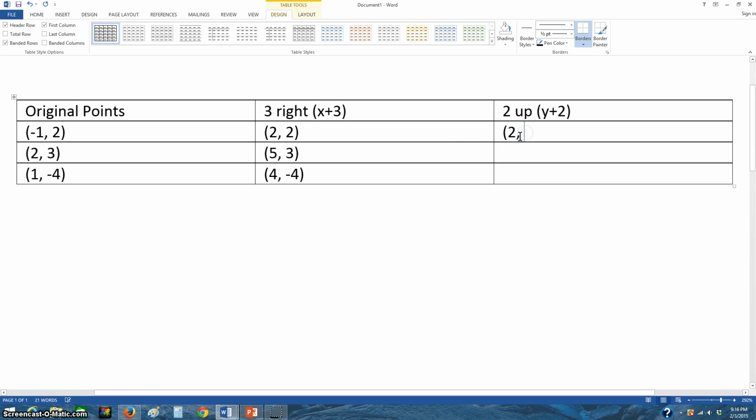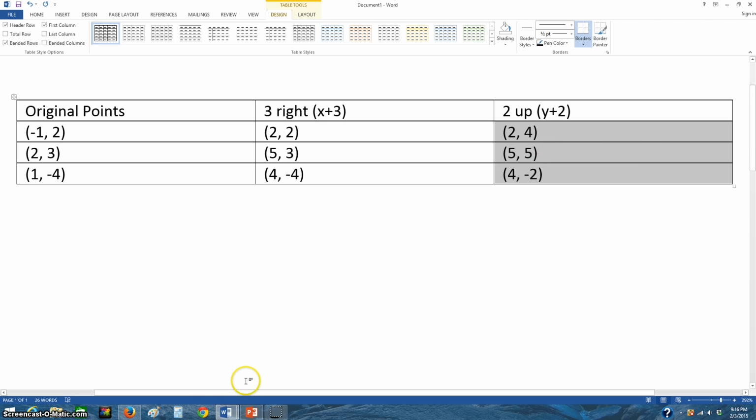Alright, so now let's go back and refocus. We're going to take this 2 y value and add 2 to it, so we get a 4. Then here we're going to keep the 5. And we take this 3 y value and add 2 to it, and we get 5. For the next one, we keep the 4, and we add the 2 to this negative 4 value, and we get a negative 2. After you've completed the shifts, those should be our solutions to the transformation.